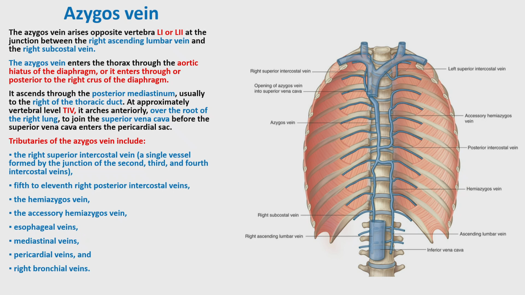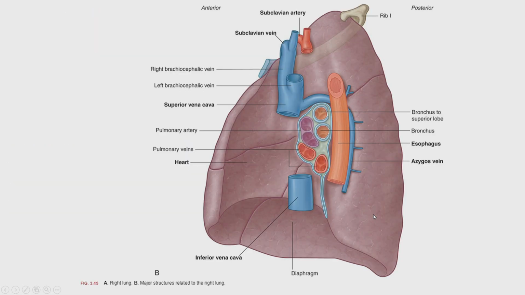What is the trunk? It is at the level of L1, L2, by the union of the right subcostal vein and the right ascending lumbar vein. Here you can see, and this picture is familiar to you, the hilus of the right lung, and above the root of the lung is the arch of the azygos vein, which empties into the superior vena cava.